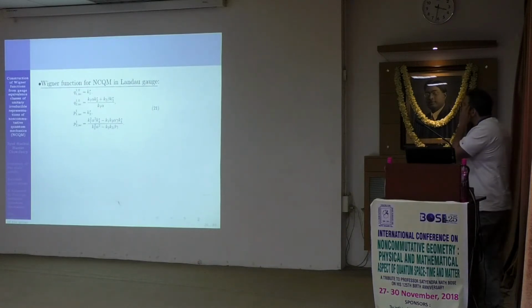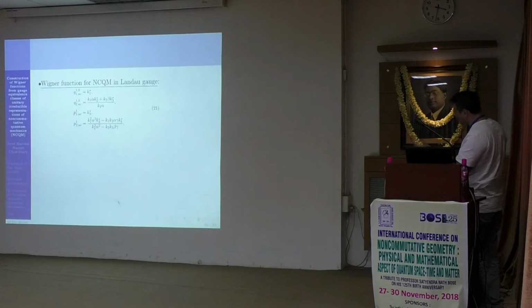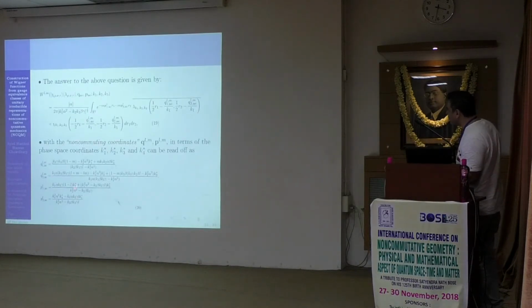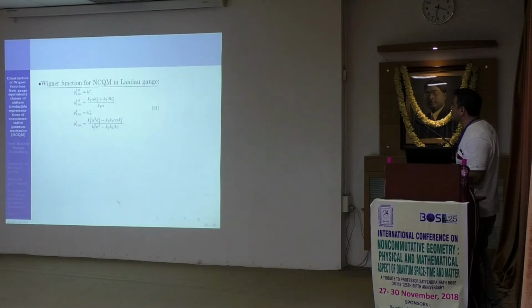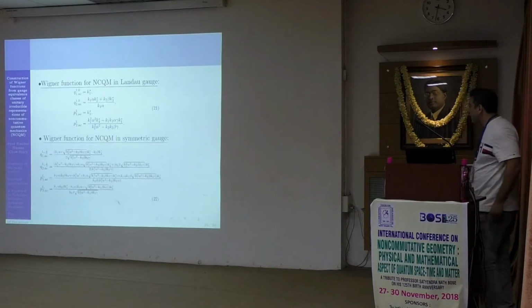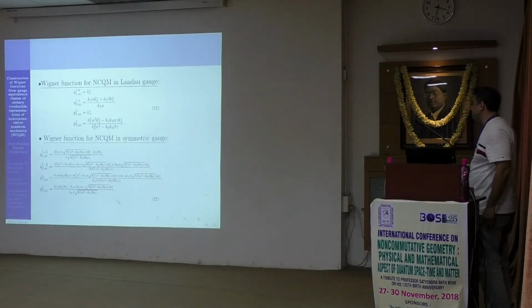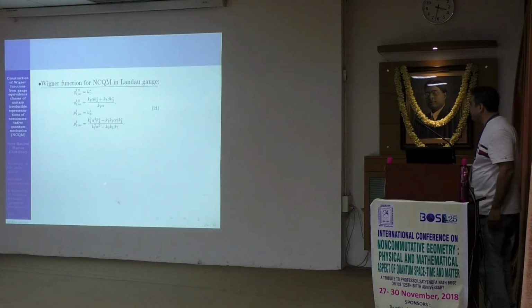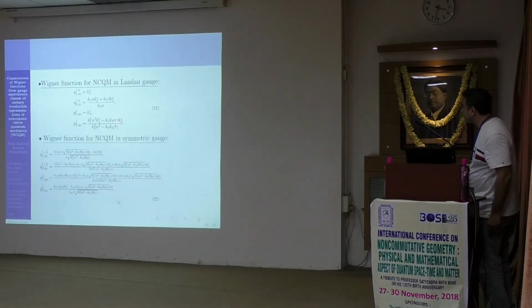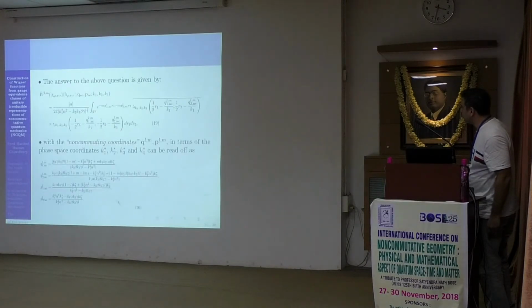Now for the NCQM in Landau gauge, when we choose L to be 1 and M to be 0, those non-commuting coordinates look like this in terms of K1 star, K2 star, K3 star, K4 star, and K1, K2, K3. And for the symmetric gauge, these non-commuting coordinates look like this. If you plug in these expressions, for each expression you get a Wigner function here.